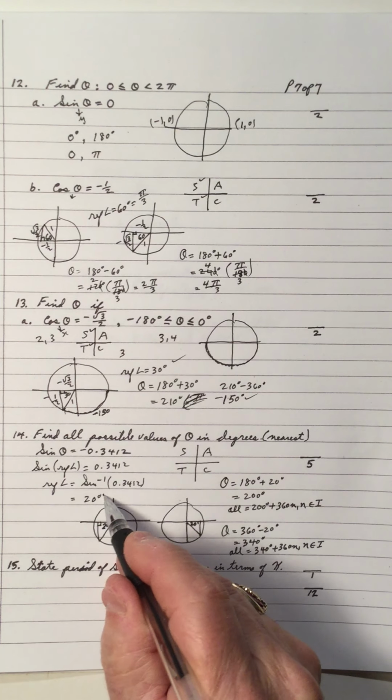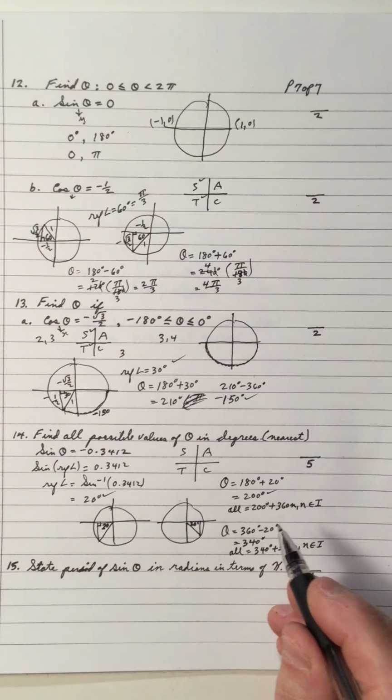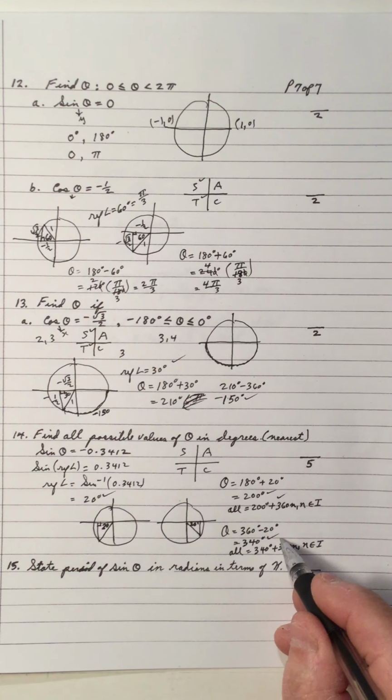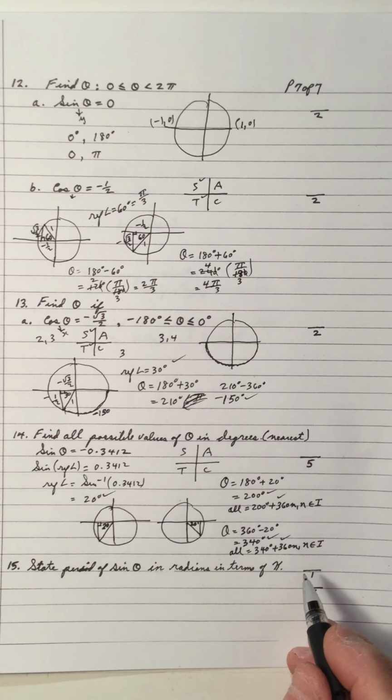So if you got the reference angle, give yourself a mark. If you got 200, give yourself a mark. You got 340, give yourself a mark. You have these written out correctly, 5 marks in total.